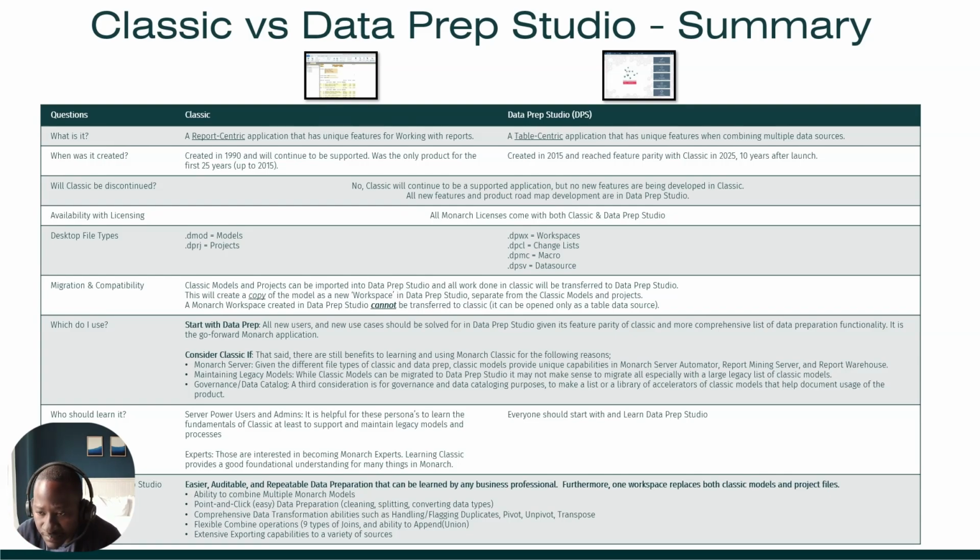So what that will do is you'll have a separate classic model, and then you'll have your workspace where you've imported. A Monarch workspace, so if you start with building something in Data Prep Studio, you cannot transfer that to Classic. You can't go backwards, so to speak. Now you could open a workspace in Monarch Classic, but it'll only be opened as a table data source.